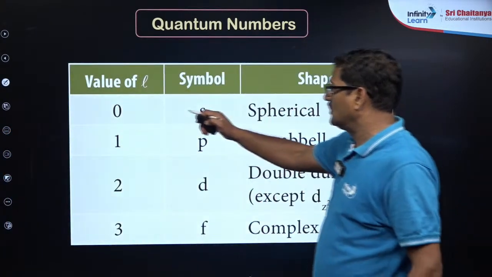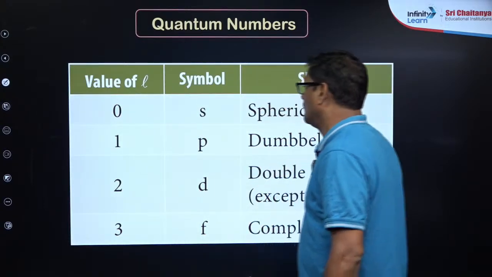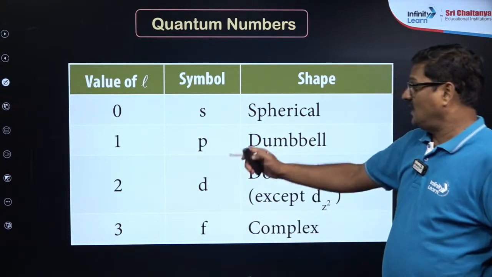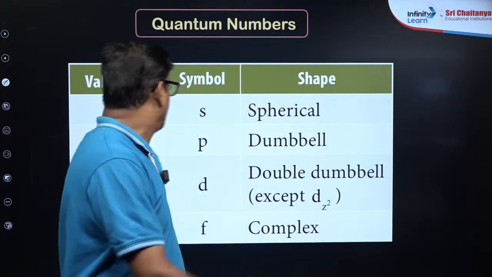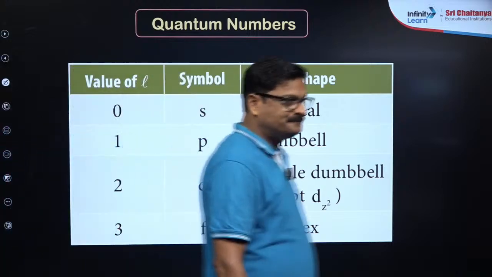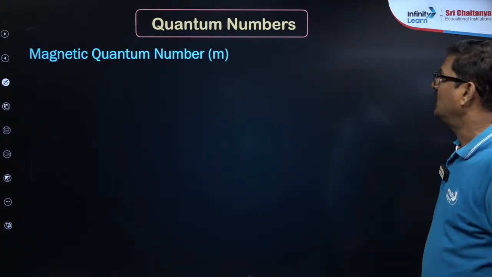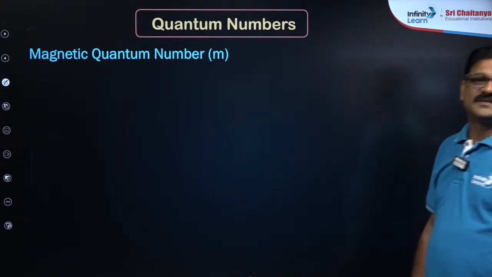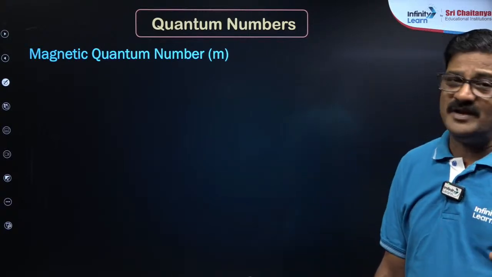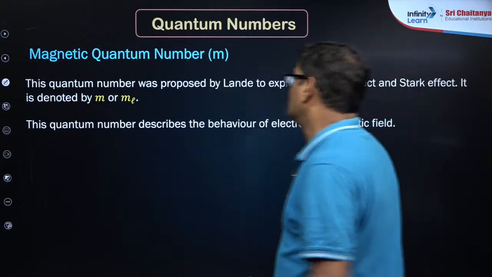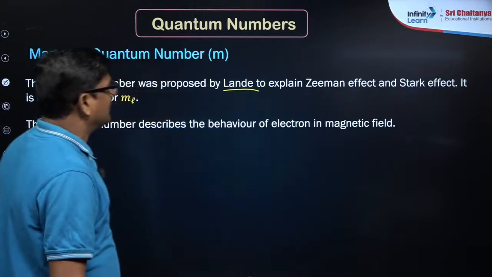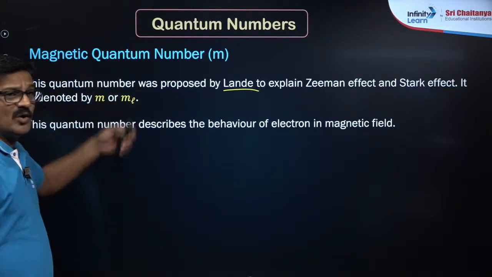If l is equal to 0, it is called the s subshell, and its shape is spherical. l is equal to 1 is the p subshell, which is dumbbell shaped. l is equal to 2 is the d subshell, which is double dumbbell, except d z square. And l is equal to 3 is the f subshell, which has a complex structure, right? And the last one is the magnetic quantum number. Only n, l, m are connected to quantum mechanics. The spin quantum number is not connected to quantum mechanics. This quantum number was proposed by this scientist to explain the Zeeman effect and the Stark effect, and it is denoted by either m or ml.